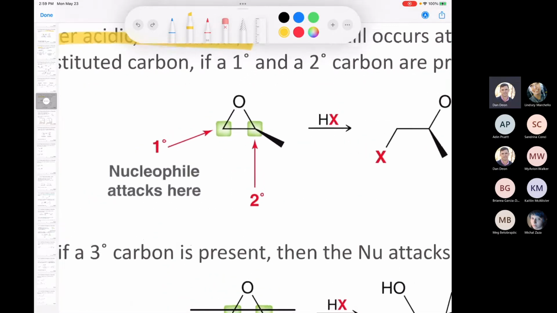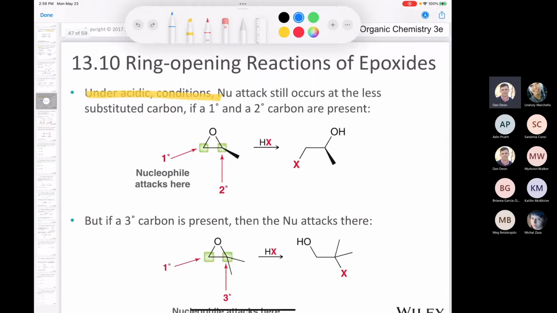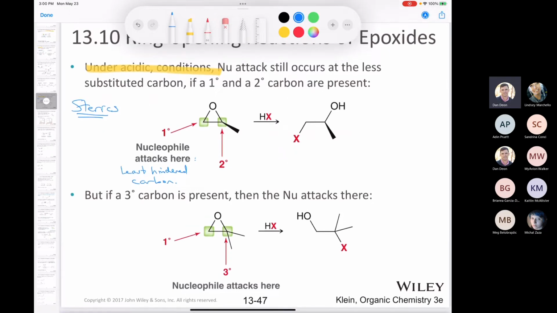We look at this epoxide. This carbon is primary because it's only attached to one other carbon. We look at the other carbon, this carbon is secondary because it's attached to two carbons. Well, when you have a primary and a secondary, the dominating effect is going to be sterics. And the nucleophilic attack will occur at the least hindered carbon. Nucleophilic attack occurs here, least hindered carbon. However, if you have a primary and a tertiary, the nucleophilic attack is going to occur at the tertiary carbon.